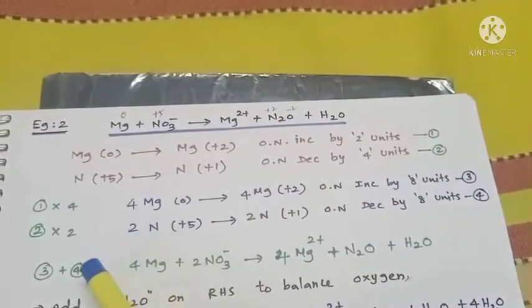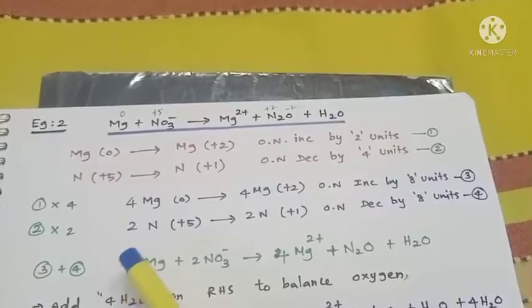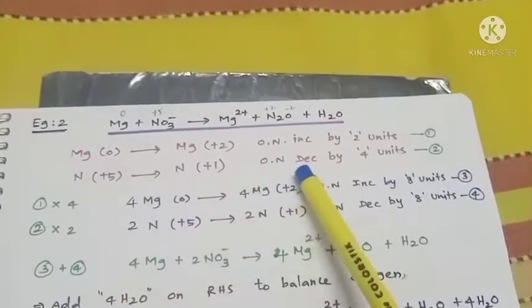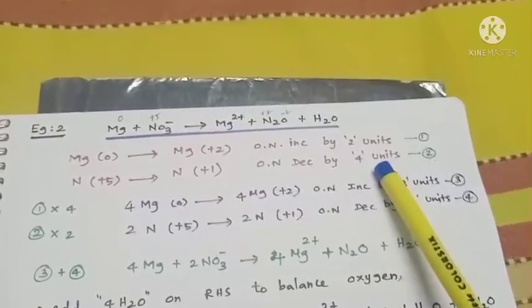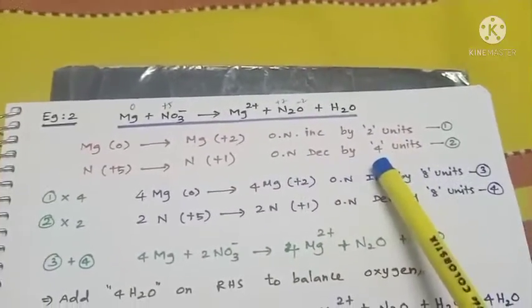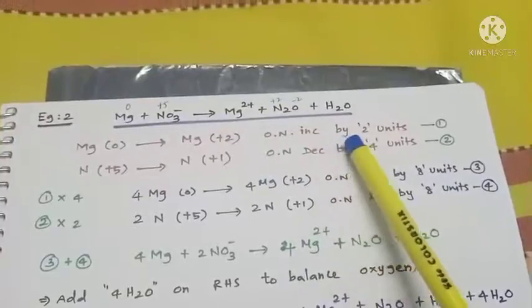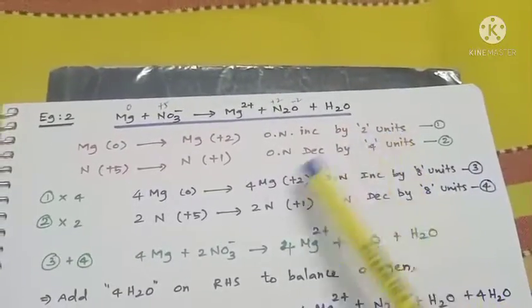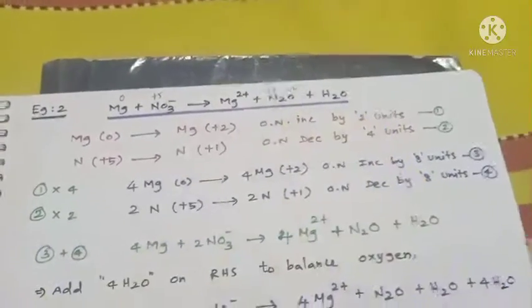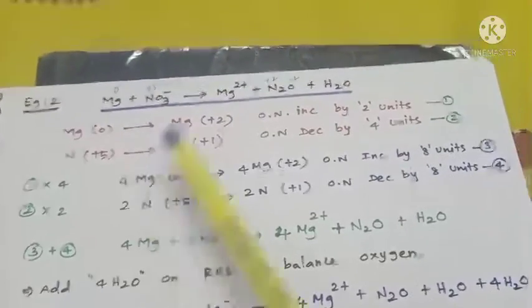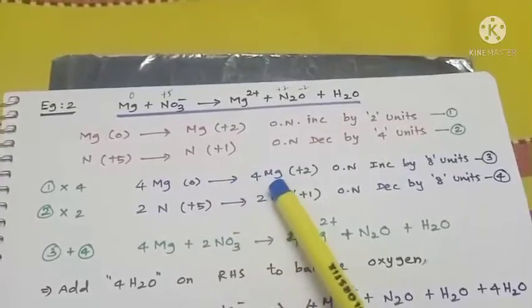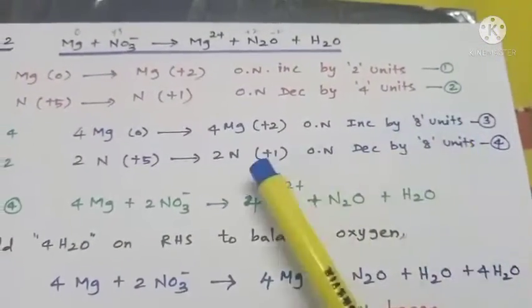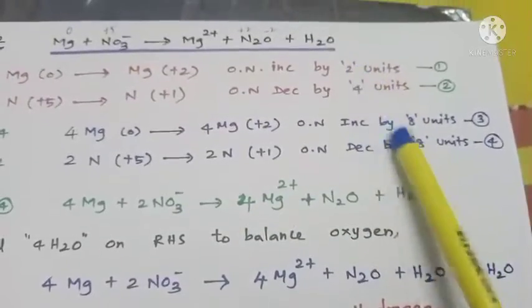For one nitrogen, the oxidation number decreases by 4 units. For 2 nitrogen, it is 8 units. The oxidation number decrease is 8 units. Now you have to make the oxidation number increase also 8 units, so for that we do the cross multiplication. After multiplying, the first equation becomes 4 Mg in 0 oxidation state giving 4 Mg in plus 2 oxidation state. The oxidation number increases by 8 units, 2 into 4.